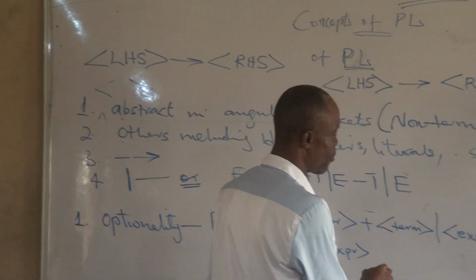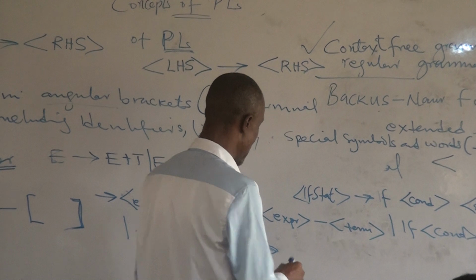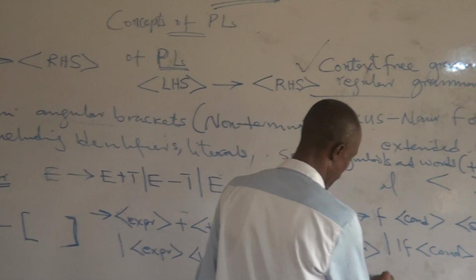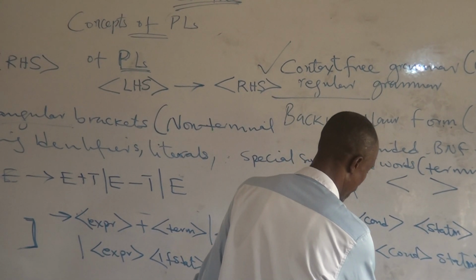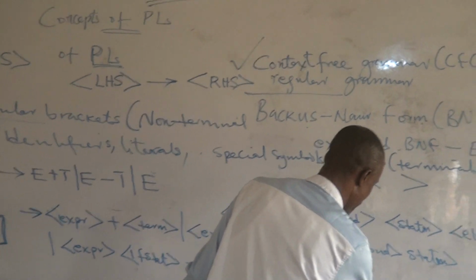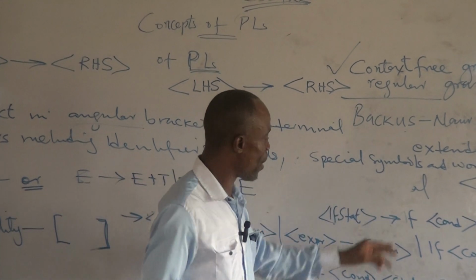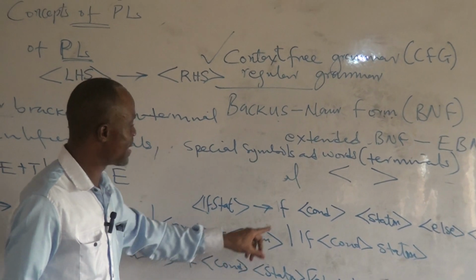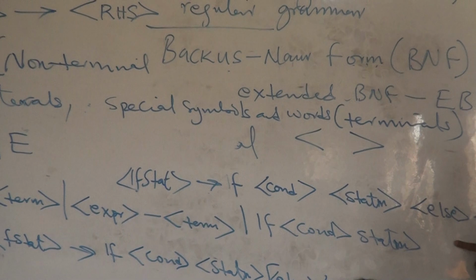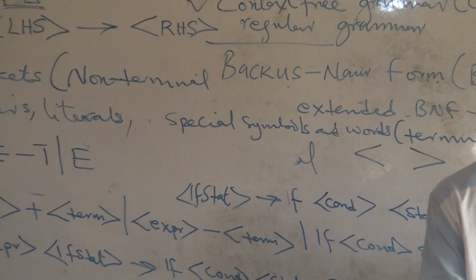EBNF will say if statement is just: if condition statement, else statement. Now you can see that the difference between this and this is that it writes the same thing, but instead of using two lines, it's using only one line, by saying that the else part of it is optional. I think else should not be in brackets.